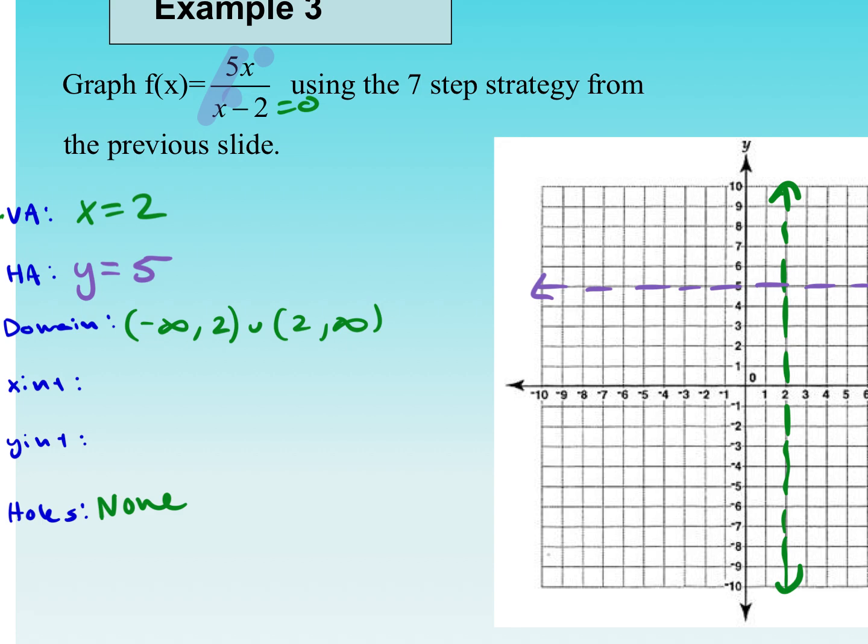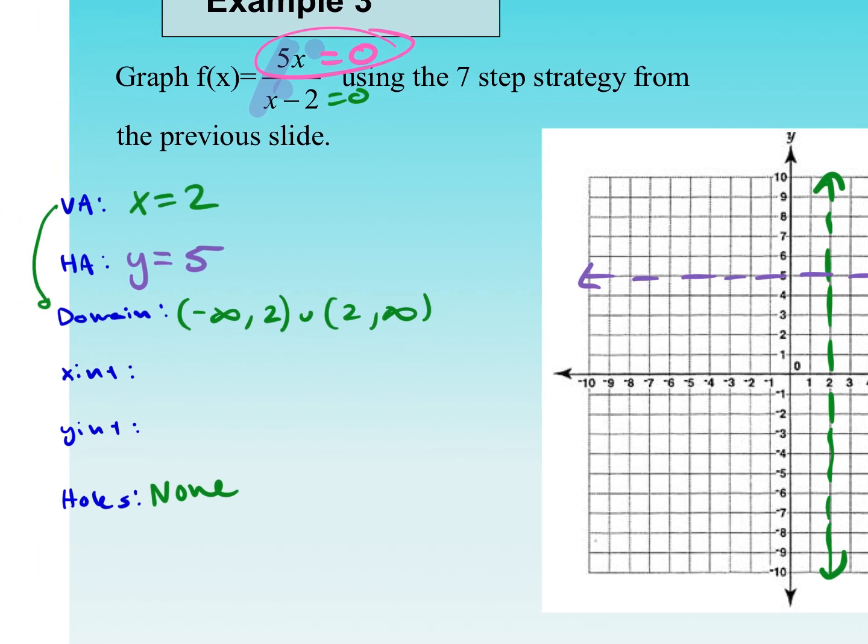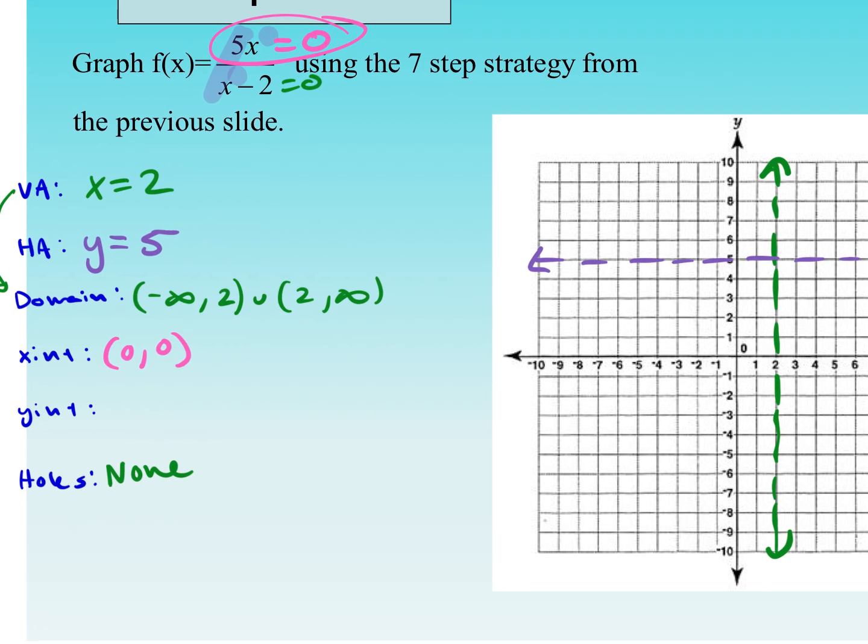Next, for our x-intercept, what do we do to find our x-intercept? Set the numerator equal to 0. Perfect. So we've got 5x equals 0. Divide both sides by 5. What does x equal? 0. So how would we write that as an x-intercept? 0, 0. So I can put that point on my graph.